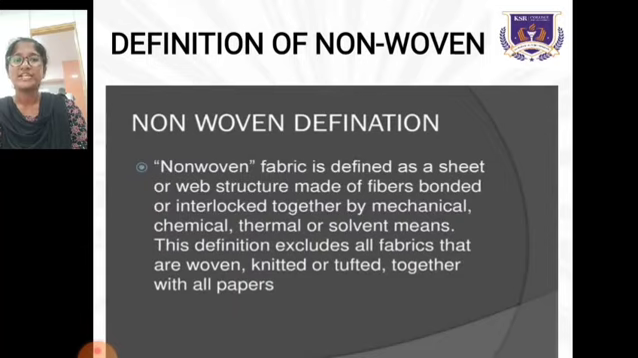Next, we see about the definition of non-woven. Non-woven fabric is defined as a sheet or web structure made of fibers bonded or interlocked together by mechanical, chemical, thermal or solvent means. The definition excludes all fabrics that are woven, knitted or tufted, together with all papers.